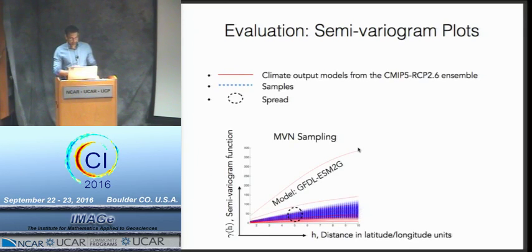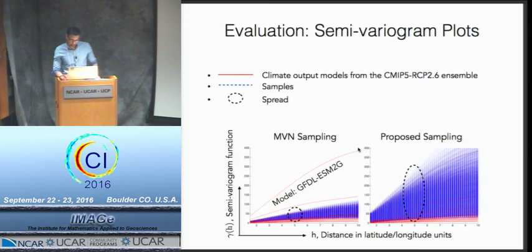For example, over here, from the standard multivariate scheme, the plots in red show the semi-variogram plots from the models, and those of the samples are the blue lines. And you see that the blue lines, the distribution, doesn't emulate all the models well, specifically the NOAA model from the geophysics lab. But when we use our sampling scheme, we get the entire spread over all the models.